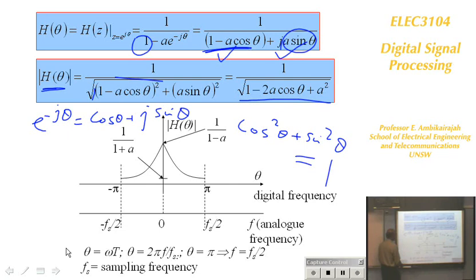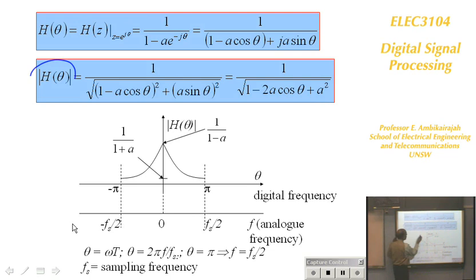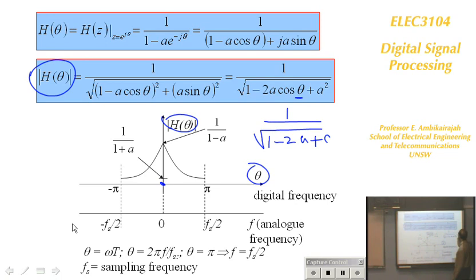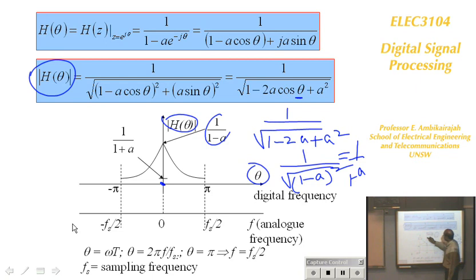Now you have to plot them. Exactly what I said earlier, so let's have a look. Here's my equation, and I want to plot against θ. Let me start with θ equals 0. When I put θ equals 0 here, this becomes 1 over the square root of 1 minus 2a plus a squared. That becomes 1 over the square root of (1 minus a) whole squared, which becomes 1 over 1 minus a. So at θ equal to 0, I got 1 over 1 minus a. Then I put in θ equal to π here.